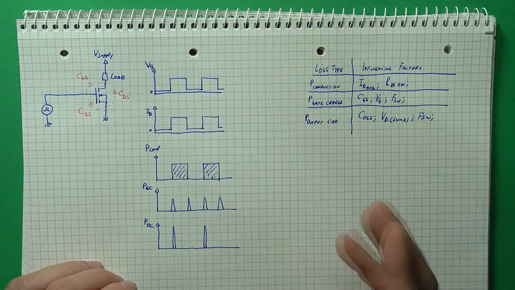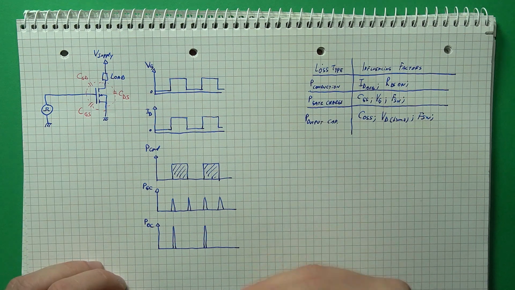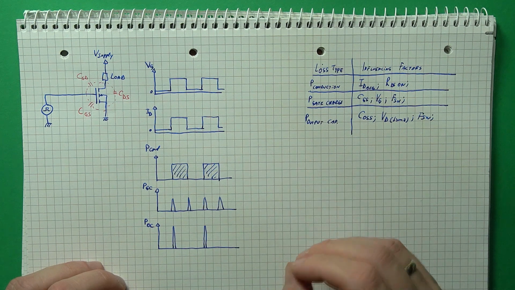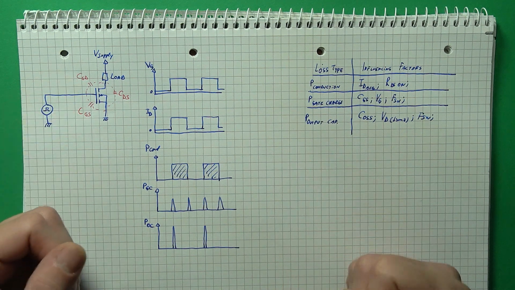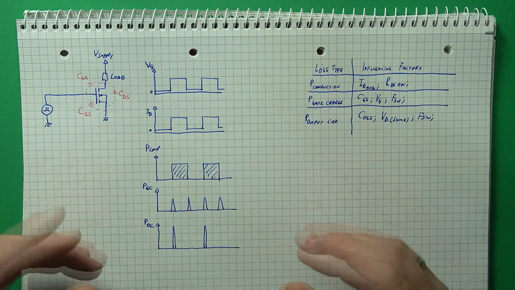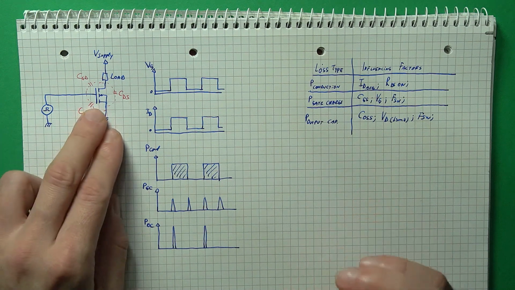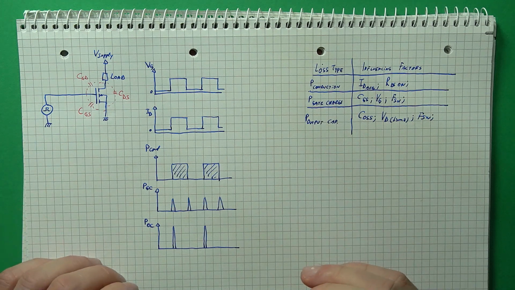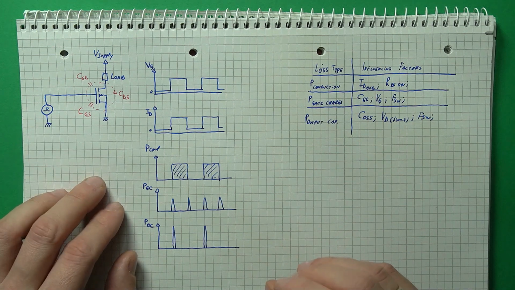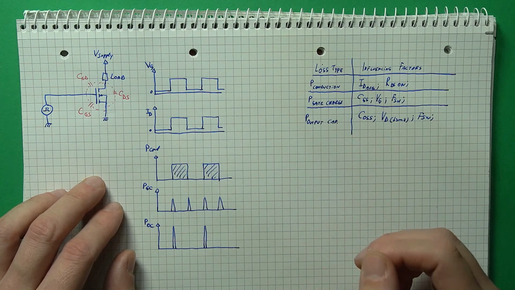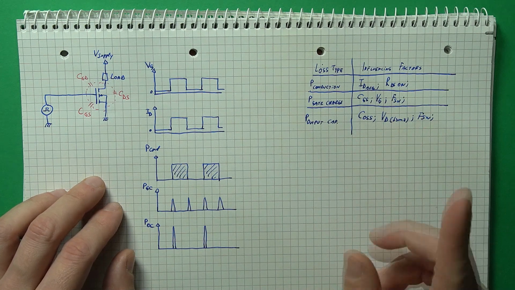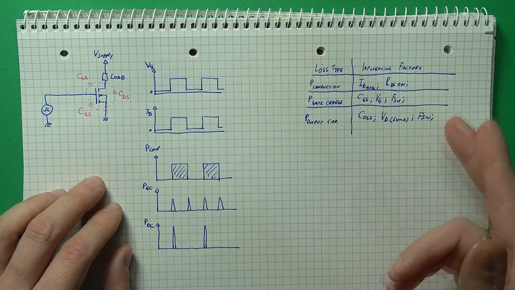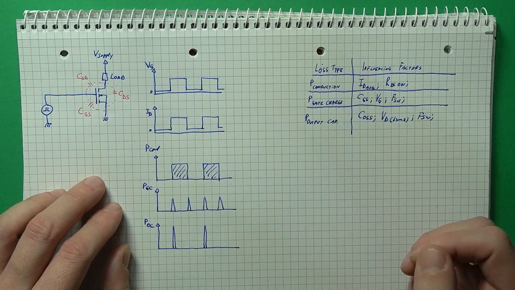But in some circuits, you have the principle of ZVS, zero voltage switching in place, where the load is resonant, so that the drain voltage passes through zero when this transition occurs. In that case, this loss is not occurring. So this particular type of loss depends on the output capacitance of the transistor, the drain voltage at the moment of transition, and the switching frequency.